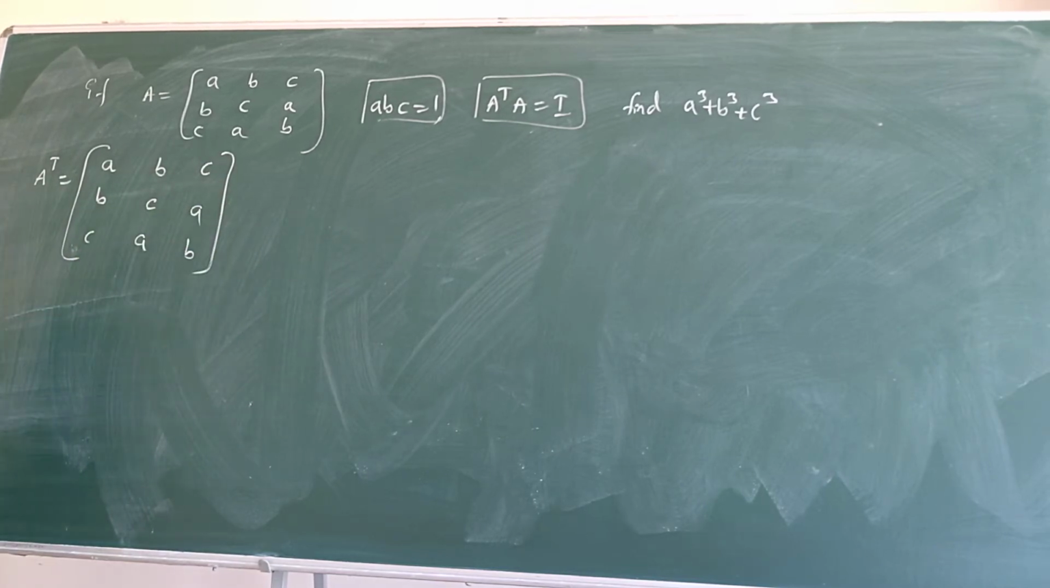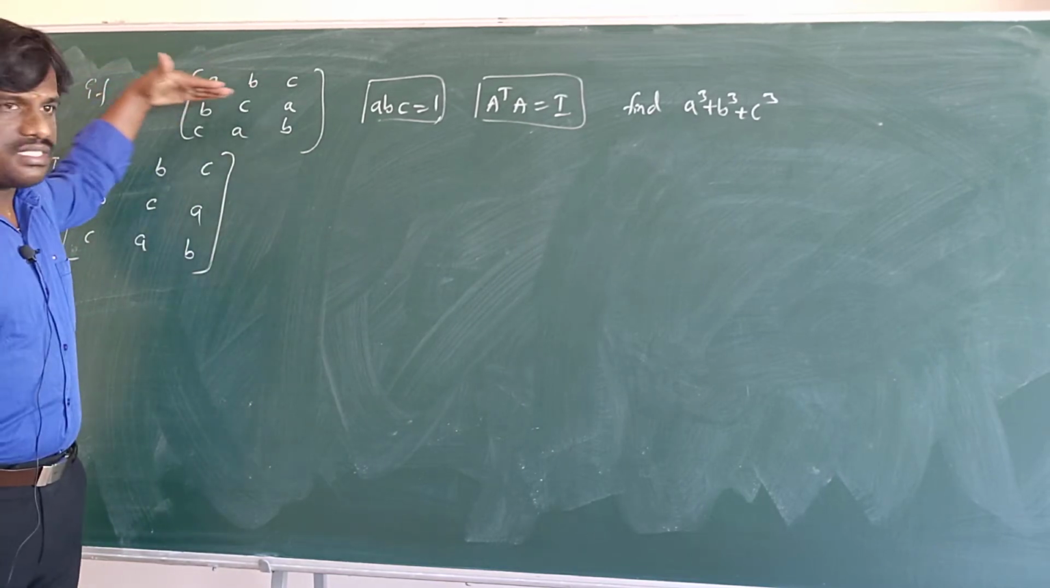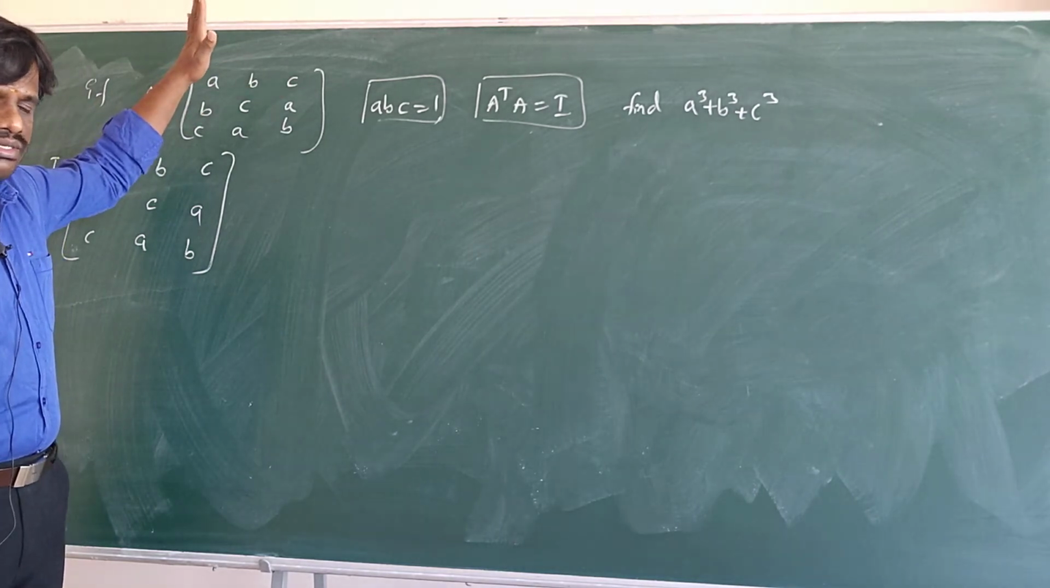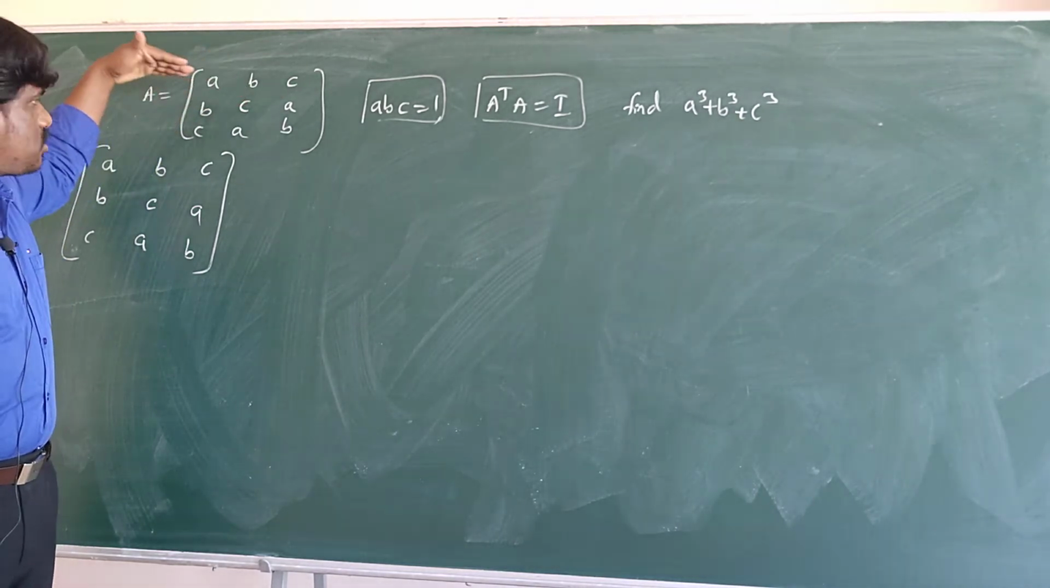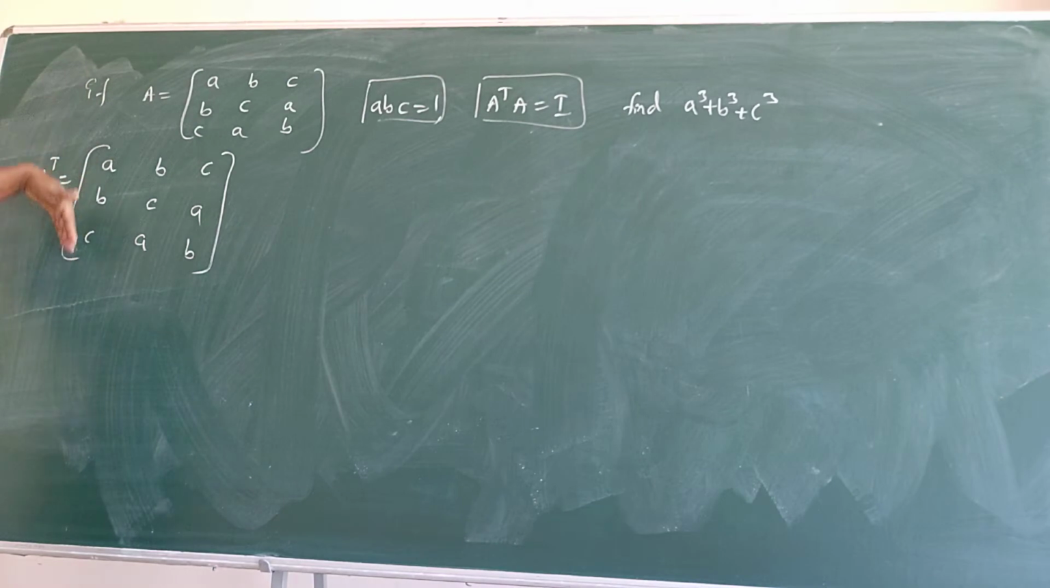Yes, Siddharth, understood? This is a matrix, right? So this row I made into column, this row I made into column, this row I made into column. So this is called the transpose of the matrix.